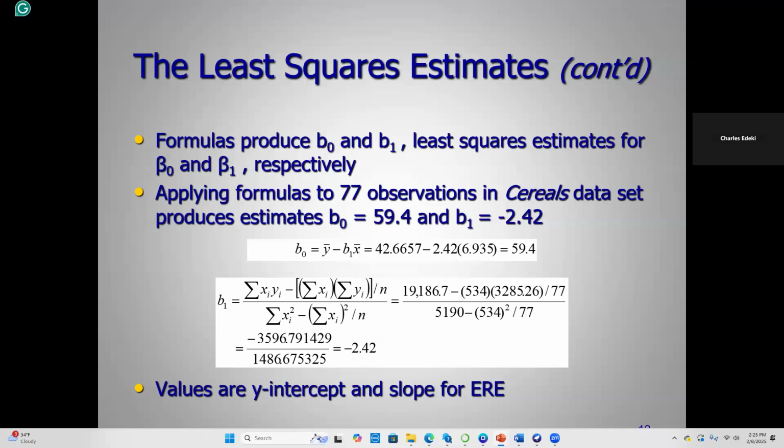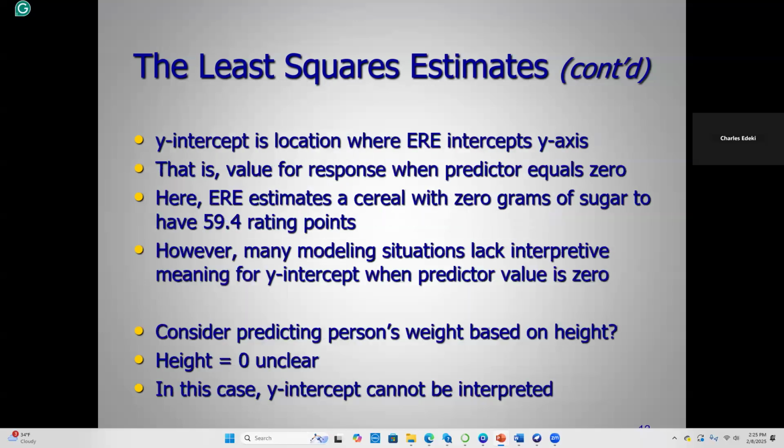So here we can do this concept manually. That's the two formulas. To find the y-intercept, we use the formula. Then we have the slope formula also. Then we can also work with the least squares estimate. The y-intercept is the location where the line intercepts y, the value for the response when the predictor equals 0. So here we estimate a cereal with 0 grams of sugar. It will give us this.